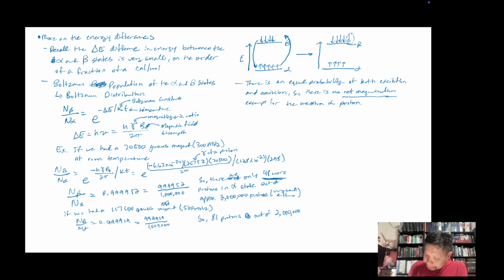Yeah. So just a couple more notes here. This is one of the reasons why NMR is so insensitive.